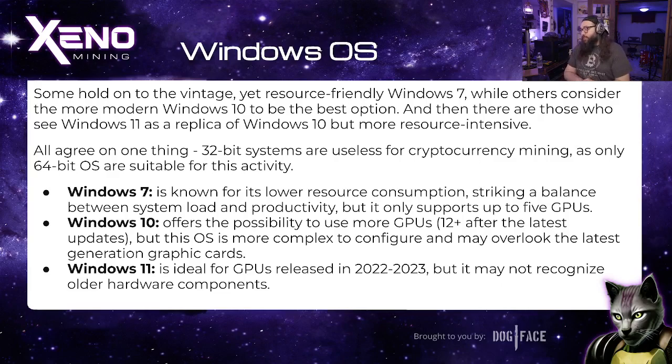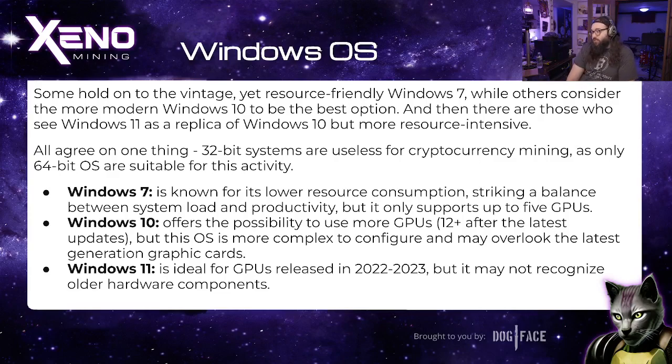So some hold on to the vintage yet resource-friendly Windows 7, while others consider the more modern Windows 10 to be the best option. And then there are those who see Windows 11 as a replica of Windows 10, but more resource intensive. And all agree basically on one thing: 32-bit systems are useless for cryptocurrency mining. So there's no point in going anything older than Windows 7, to something like Windows XP or Windows Vista, right? You don't need any of that. A 64-bit OS, and of course beyond, is the only thing that's suitable for this activity, right?